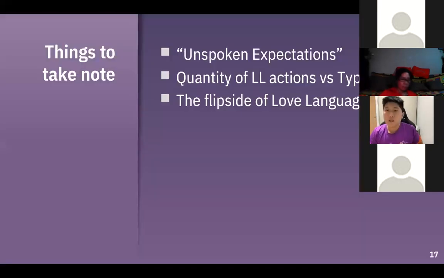Okay, three things. The first thing, unspoken expectation. Let me share with you a very interesting story. My love language, for example, is acts of service. But when my wife tries to help me with the housework, she always does it in a way that makes me angry.